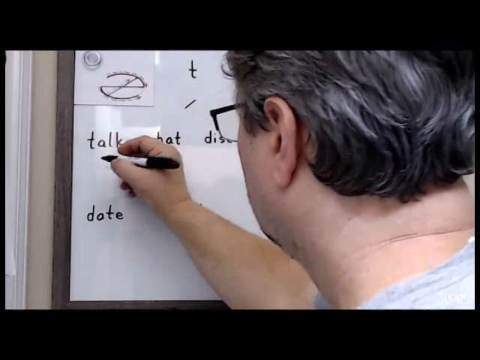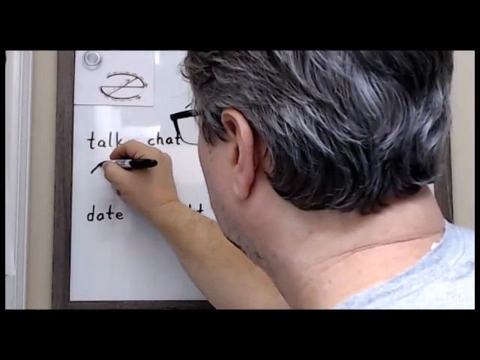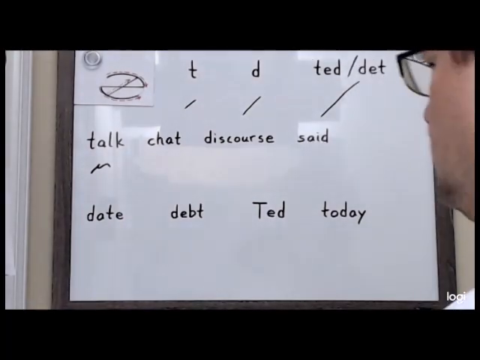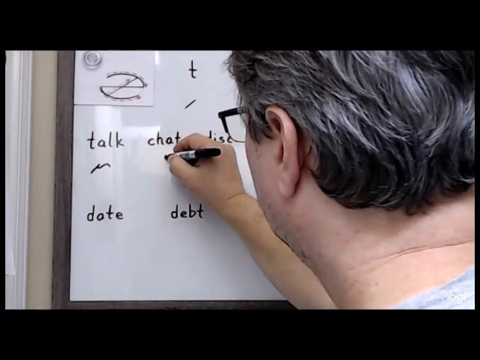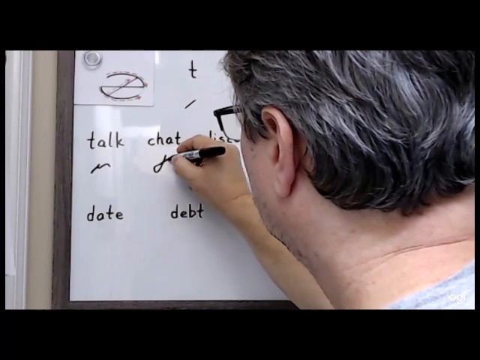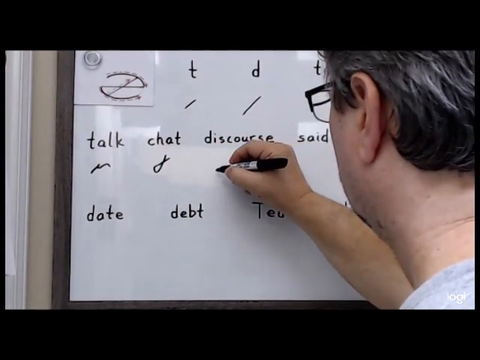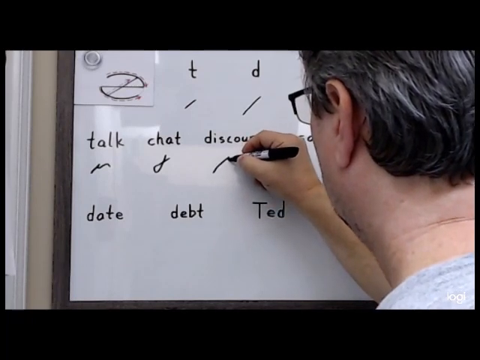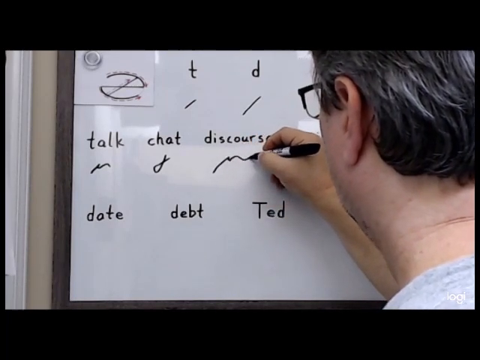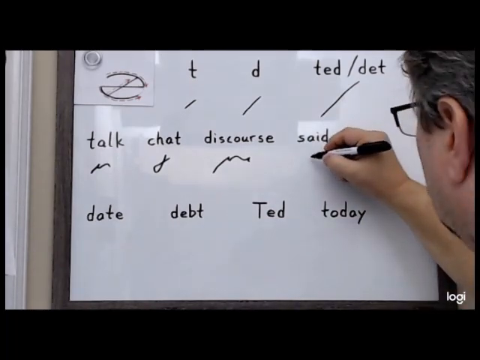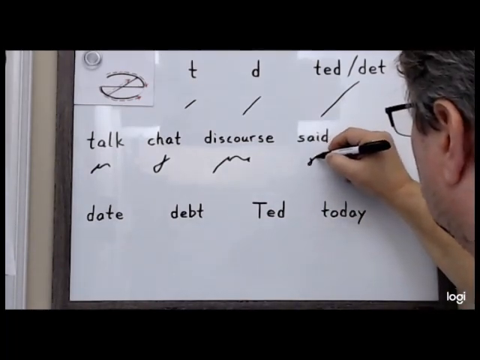The word talk is T-O-K. Then the word chat would be C-H-A-T. Discourse is D-S-K-R-S. The word said will be S-E-D.